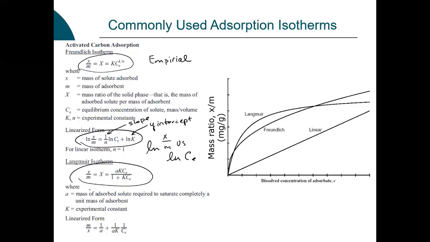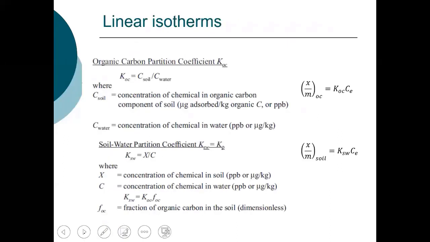Here we linearize it by plotting 1 over x over m versus 1 over c sub b. That's how we linearize the Langmuir. And then we have what's referred to as linear isotherms. These are for much lower concentrations, and these are typically used with soil or sediment systems.